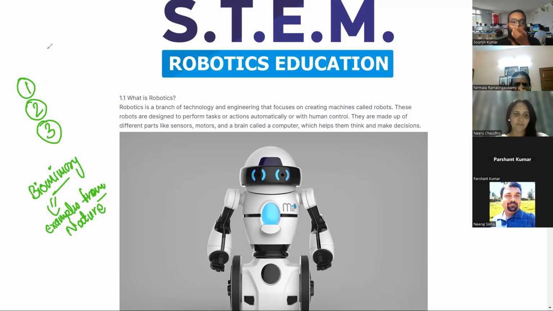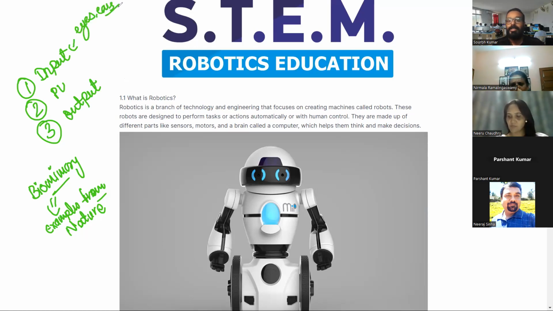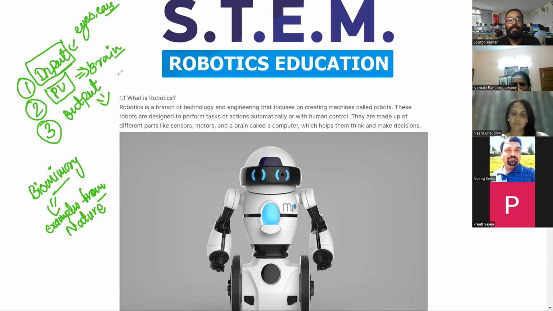So in human beings, in computer systems, and in robotics, we have three basic building blocks. First one is the input system. Second one is the processing unit. And third one is the output system. In our body, we have eyes, ears, and many other sensory organs to help us take the input from the environment. And the brain in our body has the role of processing the data, right? As for output, we have our hands, legs, and many other things to produce the output.